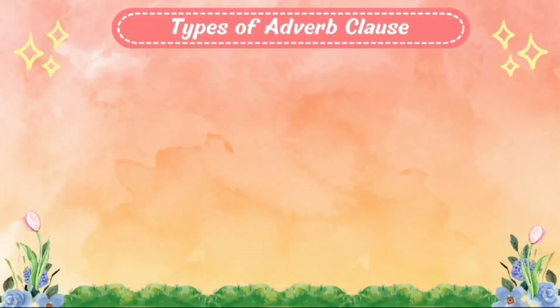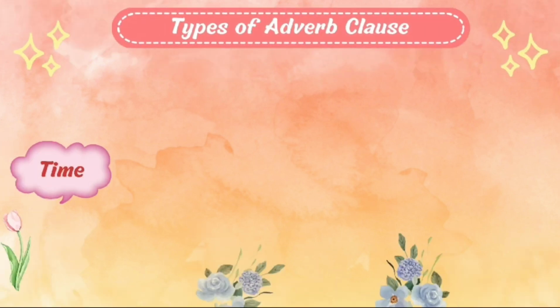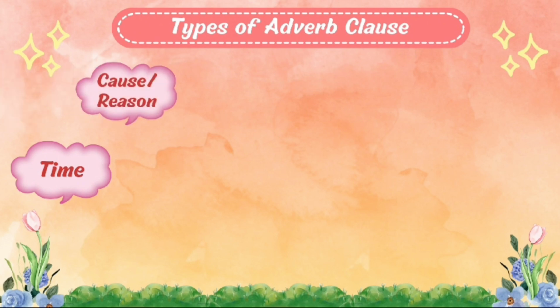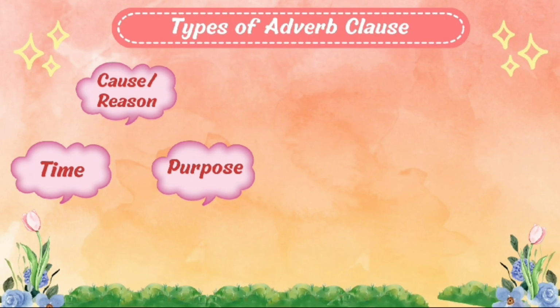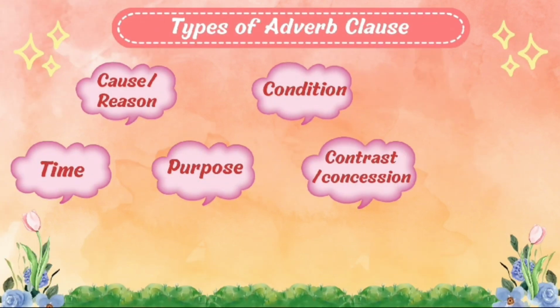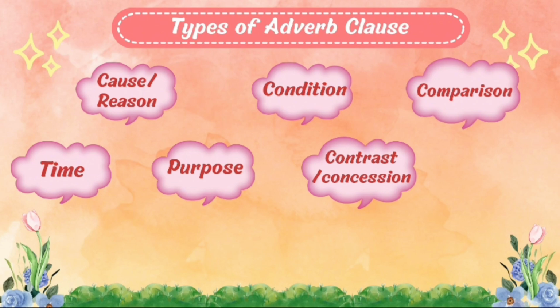So the adverb clause has different types. The first is time. The second is cause or reason. The third is purpose. The next is condition. And then contrast or concession. And the last is comparison.